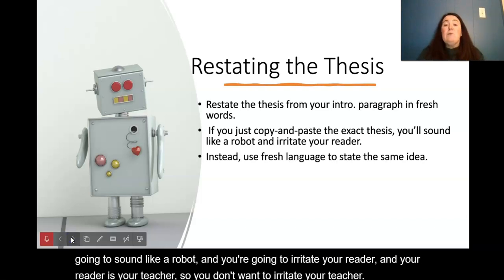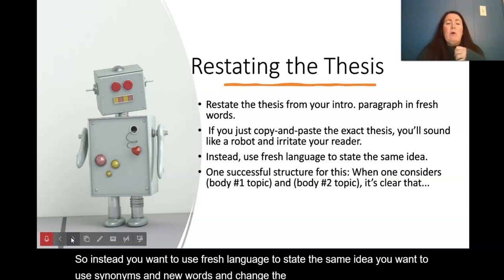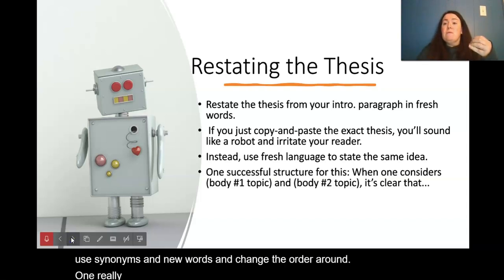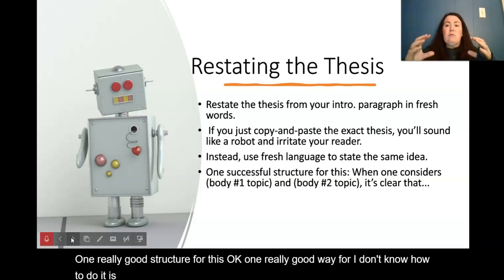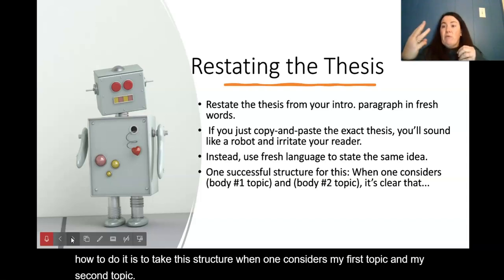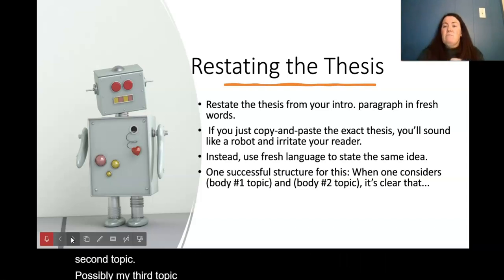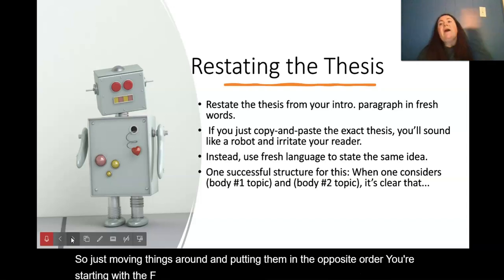So instead, you want to use fresh language to state the same idea. You want to use synonyms and new words and change the order around. One really good way, if you're like, I don't know how to do it, is to take this structure: When one considers my first topic and my second topic, possibly my third topic, it's clear that. So you're just moving things around and putting them in the opposite order. You're starting with the F of your IVF and kind of ending with your I.